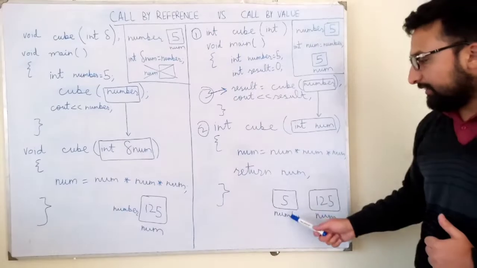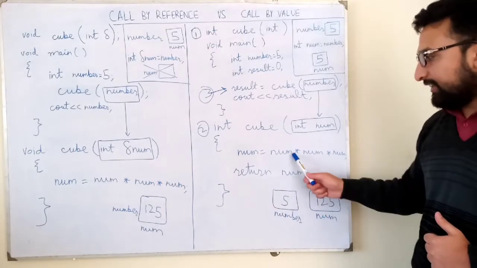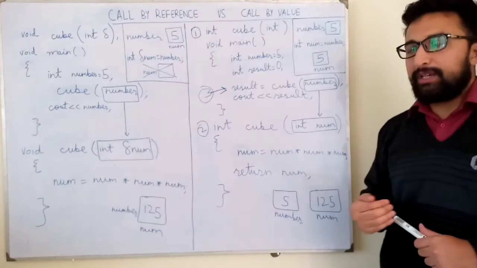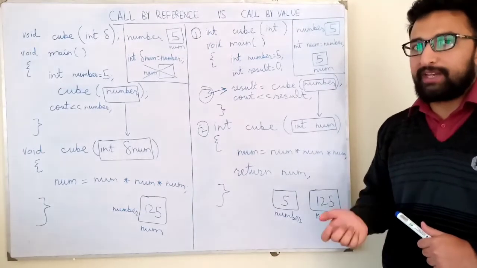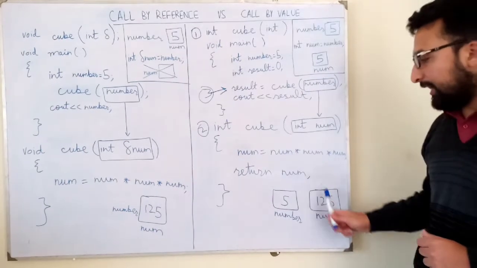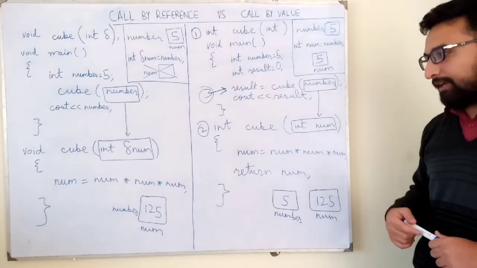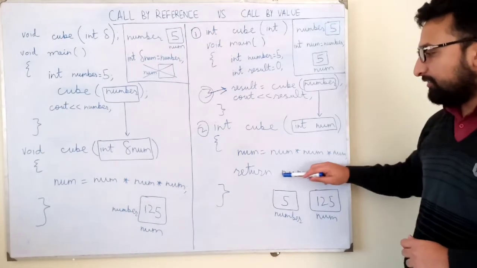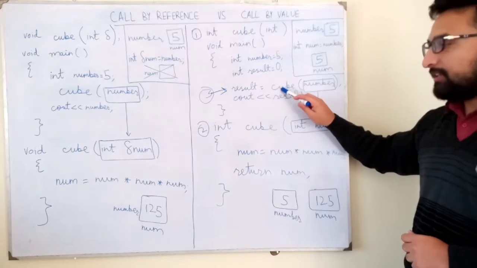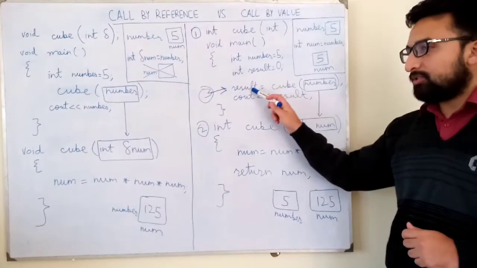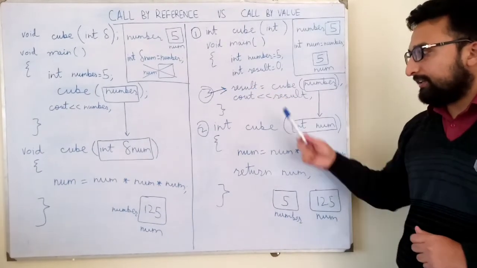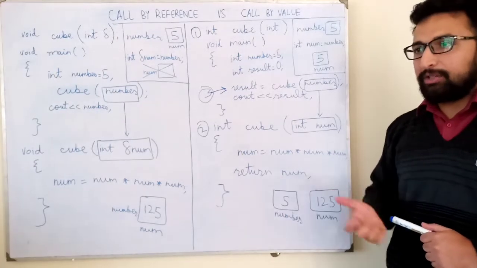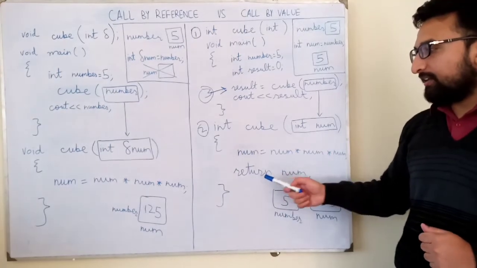Now at this stage, number still has the value 5. There has been no change in the value of the number variable. However, the num variable has been updated to 125. So we need to return the num value here. When we do return num, this is received back here, and the result is stored in the variable result and then printed. Since we were calling the function by value, we need to write the return statement.